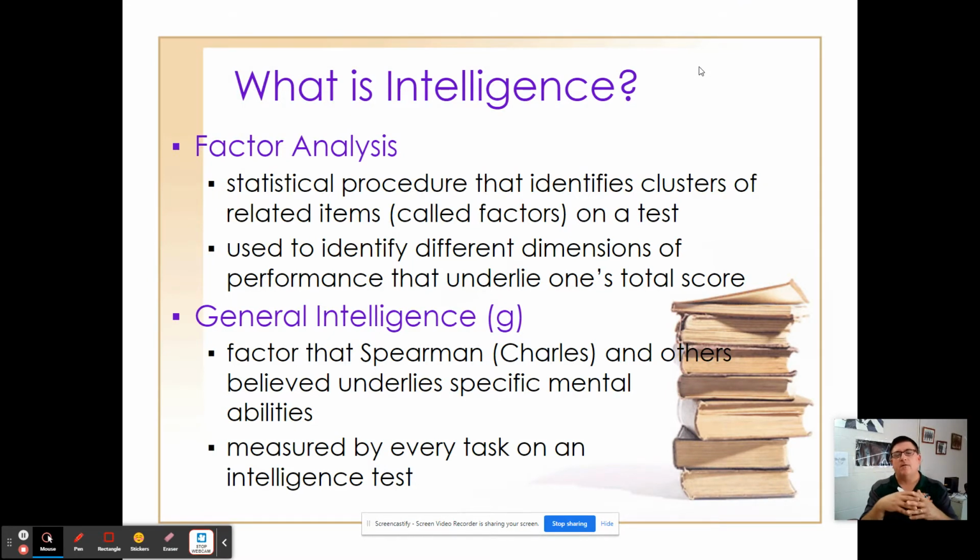What is intelligence? So there's factor analysis and general intelligence. Factor analysis is a statistical procedure that we identify clusters of related items called factors on a test. They use to ID different dimensions of performance to underline one's total score. G factor, general intelligence. Charles Spearman came out with this. He believed that the G intelligence underlies specific mental abilities. It's measured by every task on an intelligence test, the G factor.